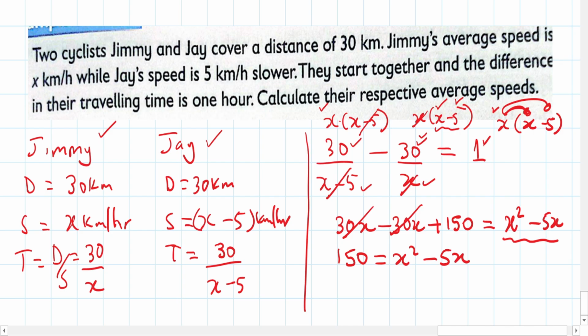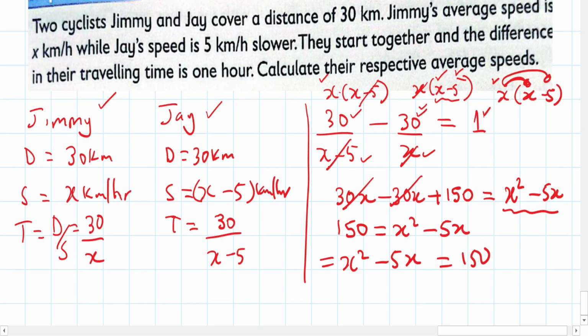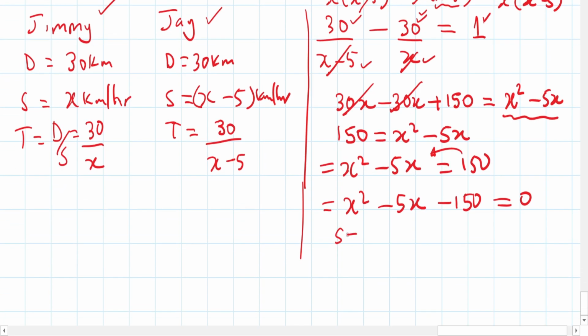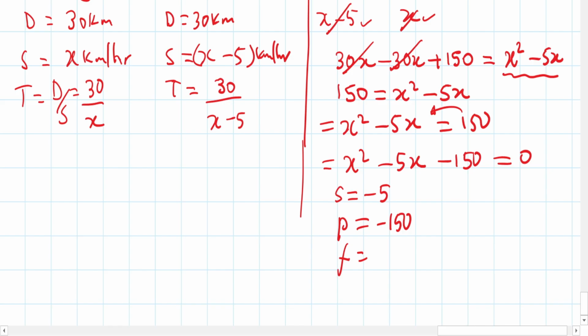Now bring this together. Let's start with x squared minus 5x, which is equal to 150. Now let's bring them together. The 150, bring it to the other side, and you're going to get x squared minus 5x minus 150 equal to 0. Again, the sum is negative 5, and your product is negative 150. And your factors, you're going to search them out. Most probably, I might think, I know my factors are going to be, how much would it be? Should we use the box method?